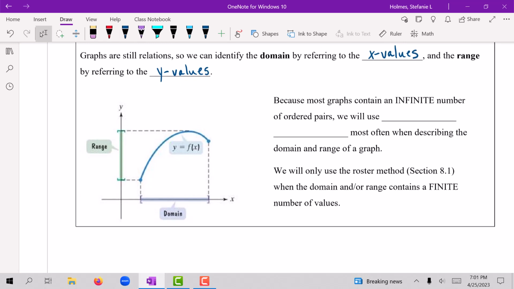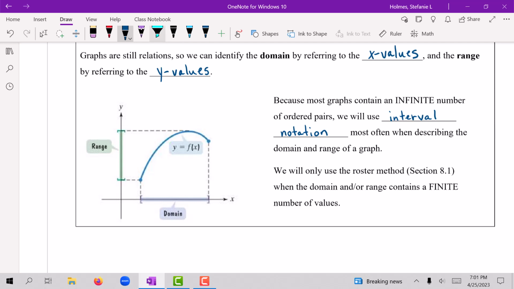So most graphs have an infinite number of ordered pairs. So because of that, we're going to use interval notation to describe the domain and the range. We'll only use the roster method. So that was back in section 8.1 when we were writing the sets for domain and range close to the beginning. We'll only use that when the domain or range has a finite number of values. So we'll see what that means in a minute.